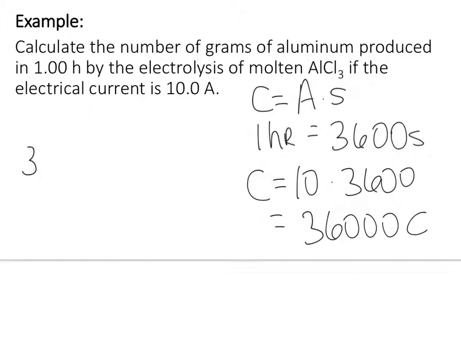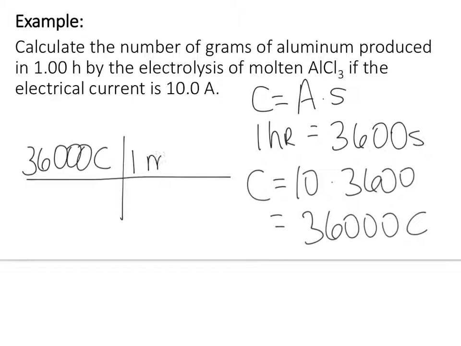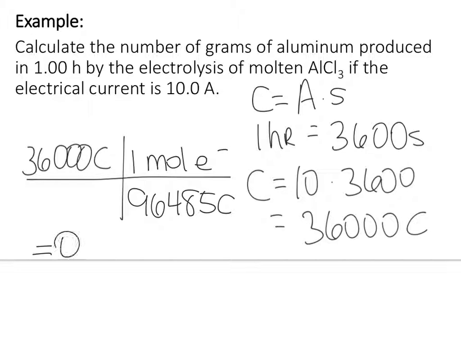So we have 36,000 coulombs, and we know that 1 mole of electrons is equal to 96,485 coulombs. Multiply that, and we get 0.373 moles of electrons. So that says that if we do that for 1 hour with a current of 10 amperes, we will get about 0.373 moles of electrons actually thrown into this reaction.